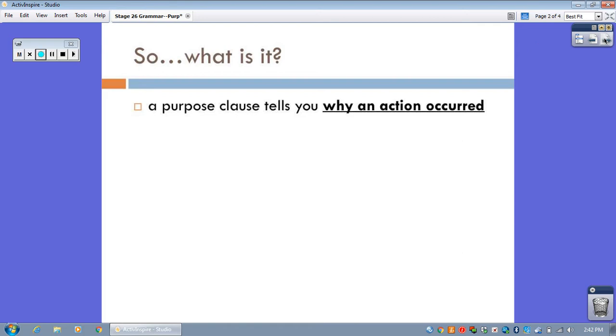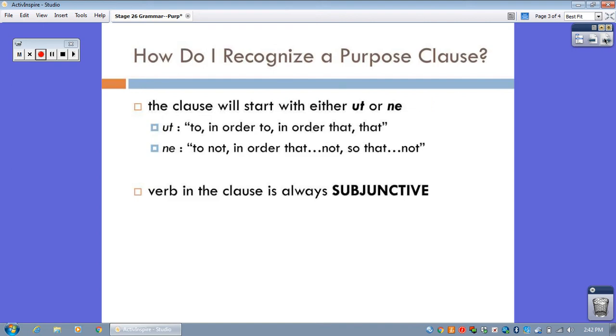let's take a look at how to recognize a purpose clause in Latin. Well, this is also pretty easy. The purpose clause will always start with either one of two words, ut or ne. Now, ut is a brand new Stage 26 vocab word, and I believe the book defines it as in order that or that. Ways that you could also define ut in a sentence are to or in order to. Ne means to not, or in order that not, or so that not.